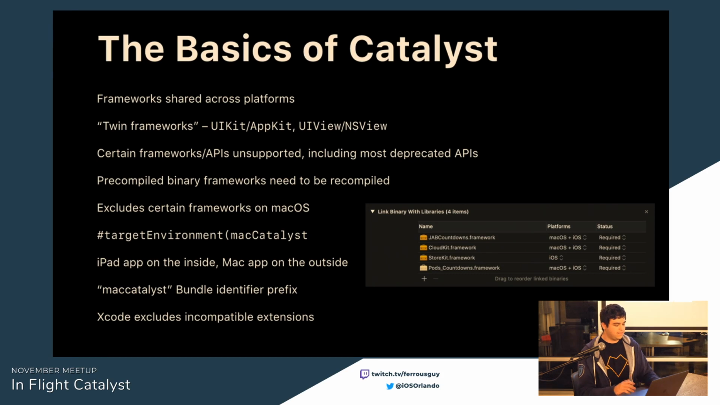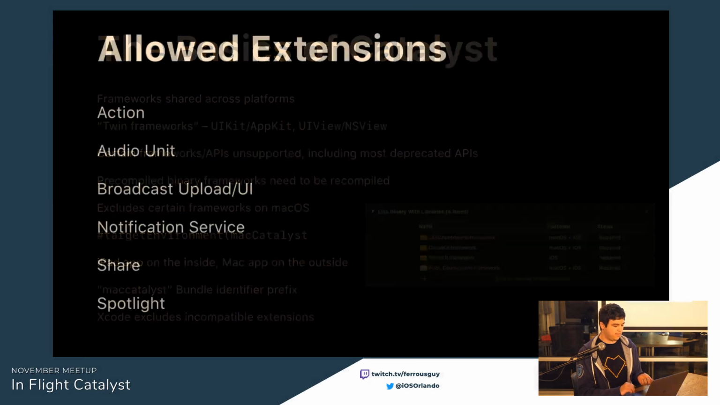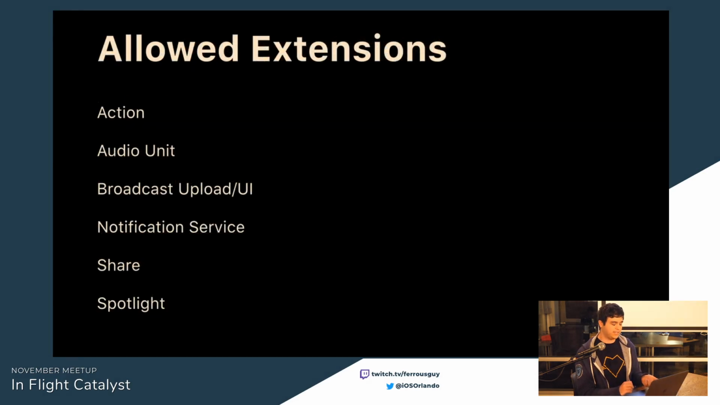And the last part of this is that there are some extensions that you can actually use with Catalyst, but many that you can't. And these are the list of allowed extensions that you can make. If you make like a share extension, it'll just show up across other apps on the Mac right alongside the native AppKit ones, which is pretty cool, but these are the only ones that are allowed. So if you've got other things like today extensions or widgets, they won't work. And that's actually one of the limitations.